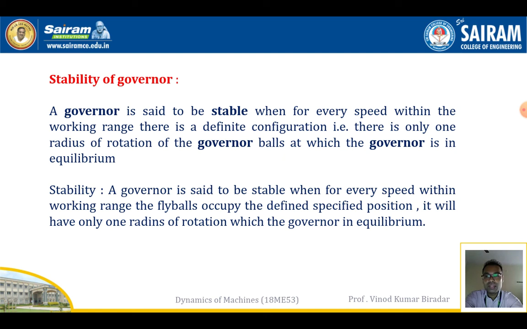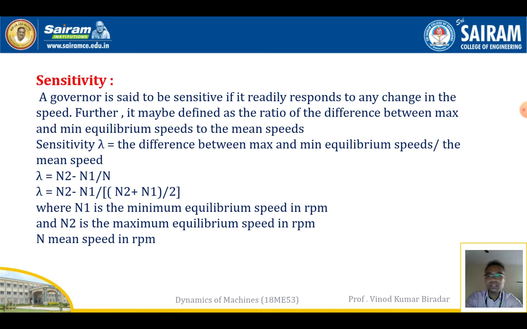So stability means a governor is said to be stable when for every speed within the working range the flywheel occupies a defined specified position. It will have only one radius of rotation at which the governor is in equilibrium. During stable condition the sleeve cannot be moved in the up and down direction, just keep this in mind. So this is about the stability of a governor. And next one is sensitiveness.